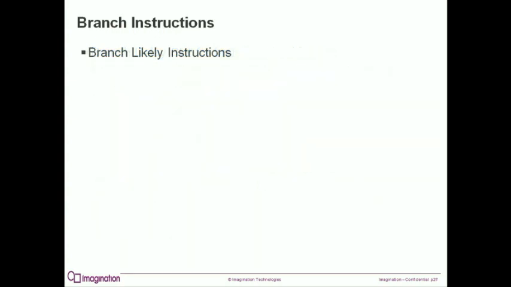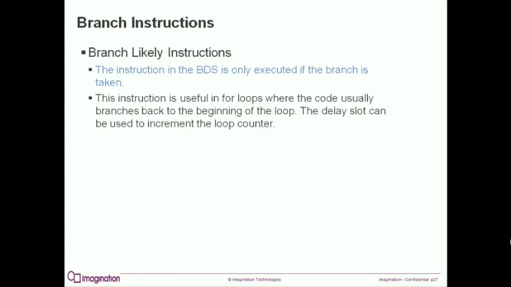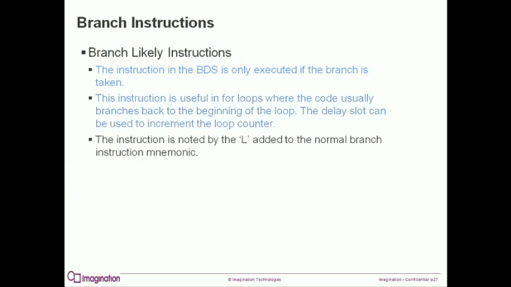There is an exception to the rule that the branch always executes the instruction in the branch delay slot. In the case of the branch likely instruction, the instruction in the delay slot is only executed if the branch is taken and not if the branch condition falls through. The branch likely instruction is useful in loops where the code will loop several times through and the delay slot can be used to increment the counter. Most branch instructions have a likely equivalent and are distinguished by ending in an L.